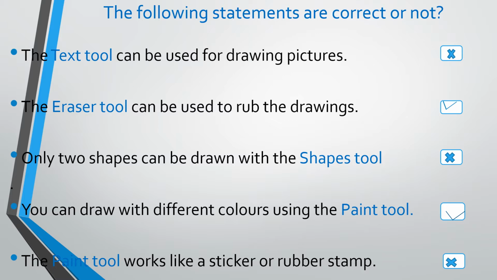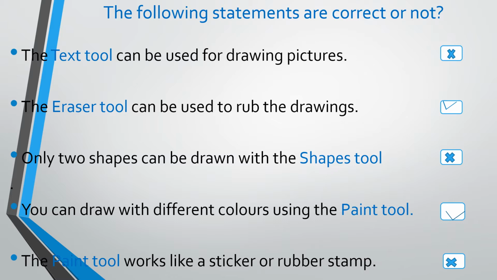Now the second one is the eraser tool can be used to rub the drawings. Right. This statement is correct. Now the third one is only two shapes can be drawn with the shapes tool. Is it correct? No, it's incorrect. So put a cross in front of this sentence because you can draw many shapes using this shapes tool.